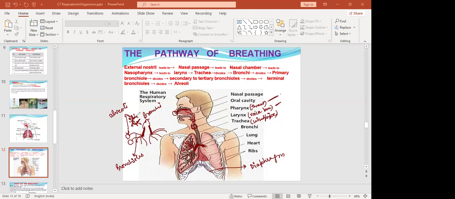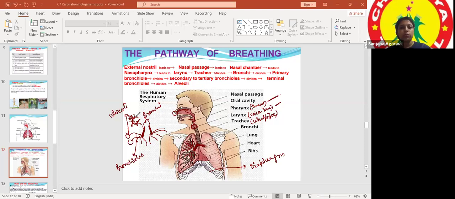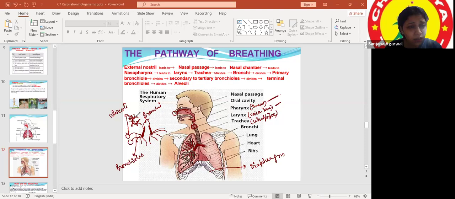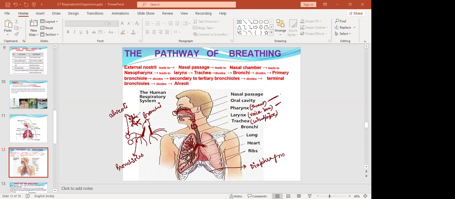Till the air reaches the lungs, it is the process of breathing only going on. After it gets off the lungs and through the whole body, that is called respiration. So respiration does not occur in the lungs. Ma'am, where is carbon dioxide stored then? Sorry? Where is carbon dioxide stored?